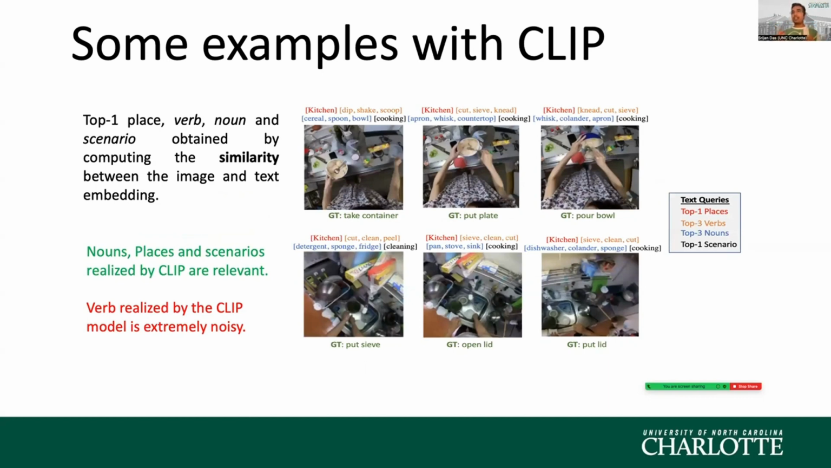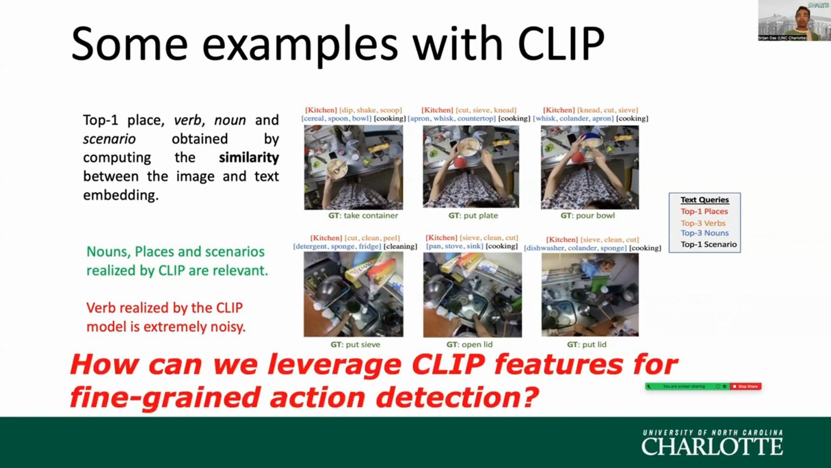So we also fed several text queries like the places, verbs, nouns, scenarios pertaining to the scene or the distribution. And we realized that CLIP does pretty well in recognizing the nouns, the place, and the scenarios of the images. But it is extremely noisy in detecting the verbs, which makes sense because CLIP is never trained on videos and it cannot model the motion patterns. But it is important to note that it can help us to retrieve different information about the object semantics present in the scene. So how can we leverage CLIP features for fine-grained action detection?